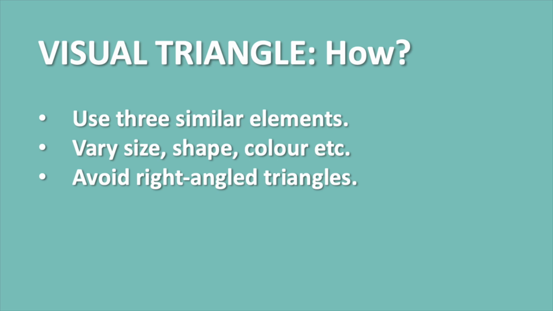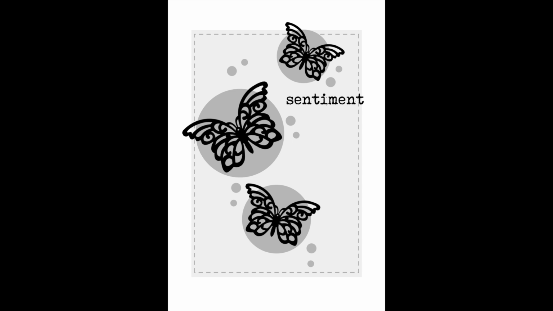And this is the sketch that I followed for today's card. I've created a visual triangle using circles. I've got 3 different sizes of circles, and butterflies. I've got 3 different sizes of butterflies, and as you can see with these red lines you get a triangular formation, a visual triangle that guides the eye around the card, allowing the recipient to appreciate the whole of the front of the card. Right, let's get making.